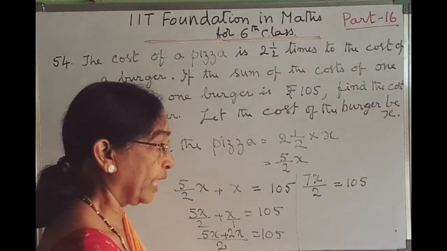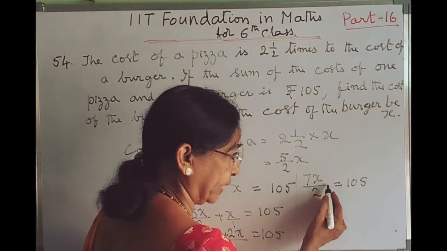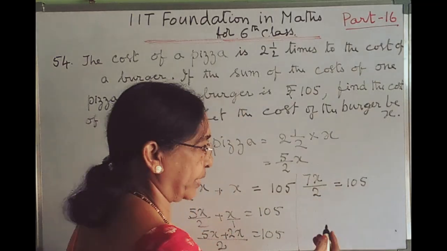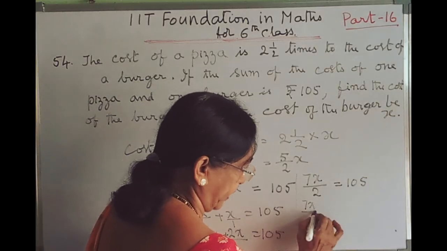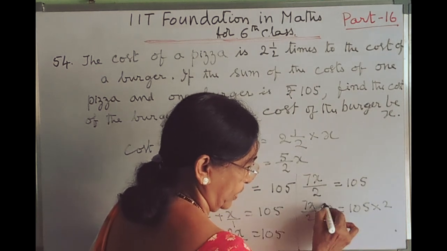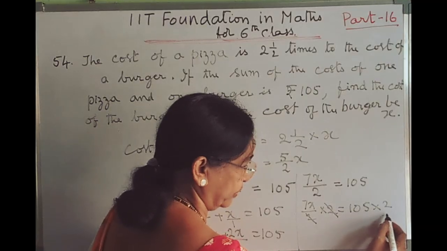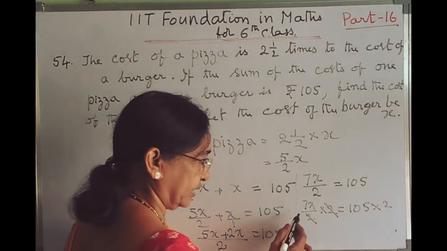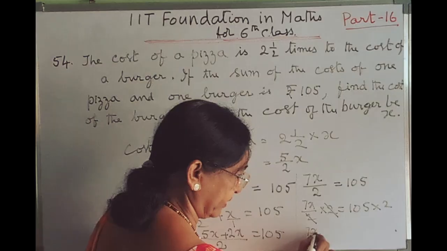Now we will multiply both the sides by 2 to eliminate this 2, so that the equality doesn't change. 7X by 2 into 2 is equal to 105 into 2. So 2 gets cancelled. 7X is equal to 105 into 2. Now divide both the sides of the equation by 7, that is the coefficient of the variable. To eliminate 7 we have to divide it by 7.